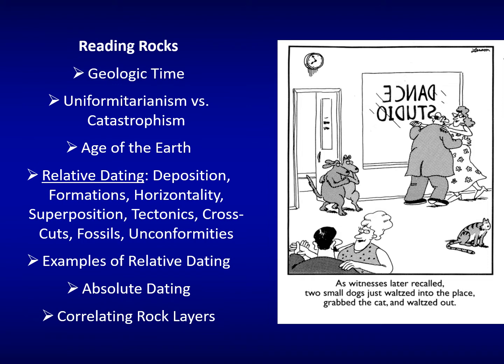To do so, first we're going to introduce ourselves to geologic time and look at how things were put together through long periods of time over Earth history. We'll discuss the age of the Earth, and then we'll go through those processes that take us to the final product, which is the history of the Earth. We'll look at the relative dating techniques, looking at deposition and what formations are, the principles of horizontality and superposition, look at how tectonics affects the history of a series of rock layers. We'll look at cross-cutting relationships and fossils and unconformities.